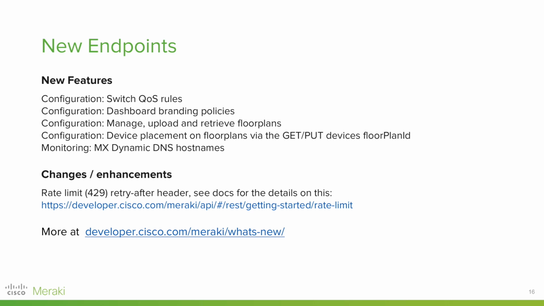We also have some new endpoints that we've released over the last quarter. These are just some of the bigger ones that we wanted to highlight here. You are able now to configure quality on switches. You're also able to configure dashboard branding policies via the API. You're able to manage, upload, and retrieve floor plans and place Meraki on those floor plans. That was a really big one that we released as well. And monitor our MX appliance dynamic DNS host names. There's a lot more available on the What's New page on the Developer Hub, so that's something to check out to get a full list of everything that we released in the last quarter, which was the past 3 months or so.